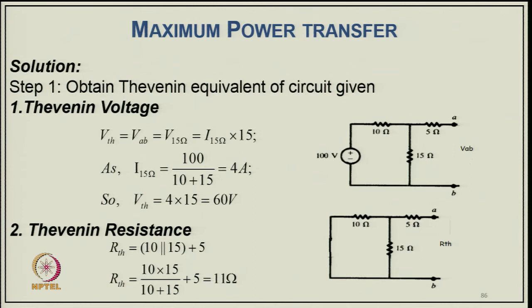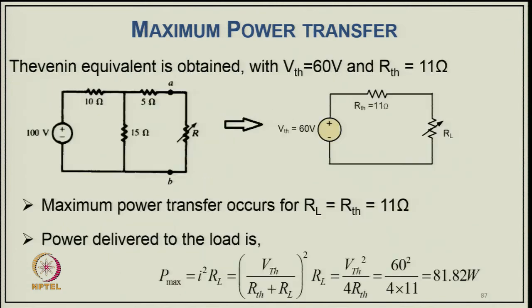The Thevenin resistance is found when we remove the voltage source and see the open circuit impedance here. The 10 ohm is in parallel with 15 plus 5 ohm, and it becomes equal to 11 ohm. So the Thevenin equivalent of this circuit is a 60 volt source with an 11 ohm resistance in series, that is the open circuit voltage across the terminals. And now we have RL here. Maximum power transfer will happen only when this load resistance is equal to the Thevenin resistance, that is 11 ohm.